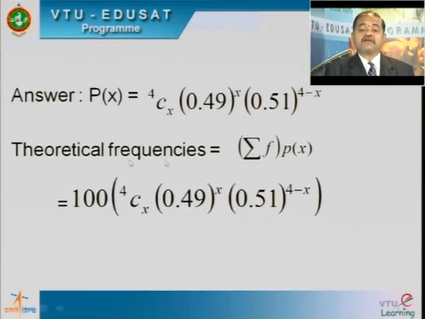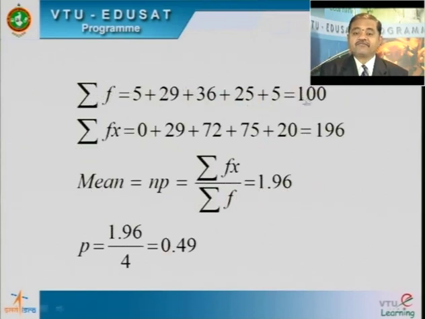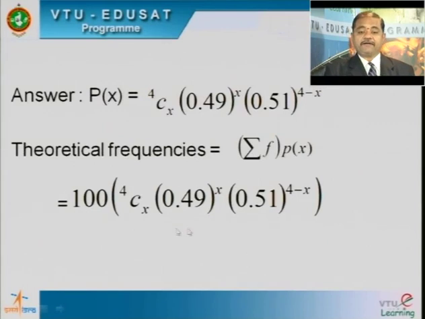Afterwards, what are the theoretical frequencies? This probability function should be multiplied by sigma f. Here sigma f is 100, so I will multiply with 100. In the next slide I will show it, but here I am explaining. Put x is equal to 0, then x is equal to 1, 2, 3, 4.